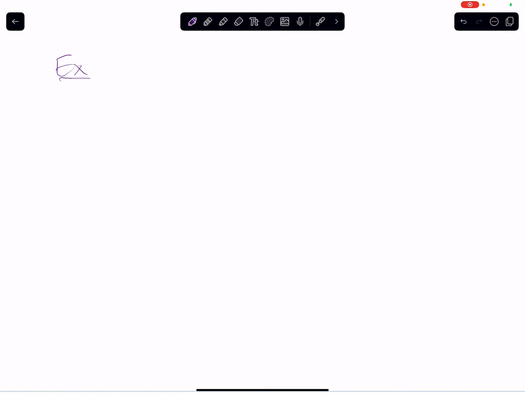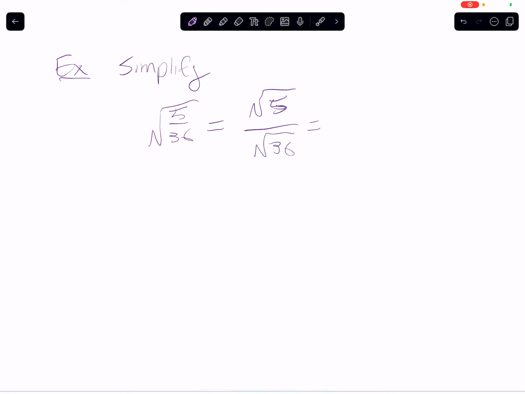Let's do an example. Let's simplify the radical expression, the square root of 5 over 36. The first thing that we do is we write this as a quotient of two radical expressions. So in the numerator, we have the square root of 5 divided by the square root of 36. And how can we simplify? Well, the square root of 5 in the numerator can't be simplified further, but we know that we can simplify the square root of 36 because the square root of 36 is just 6. So that's our answer, the square root of 5 over 6.